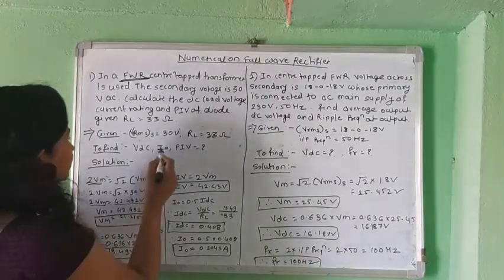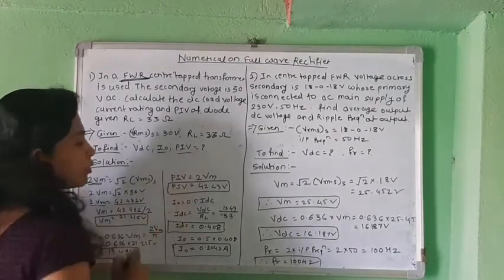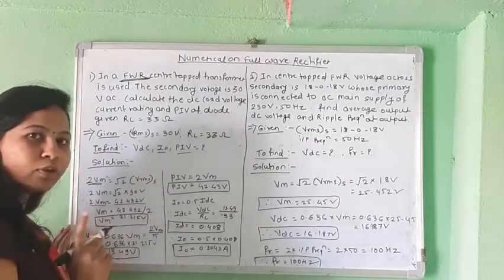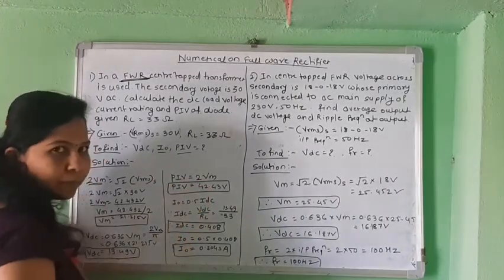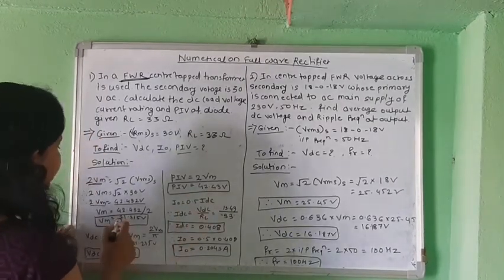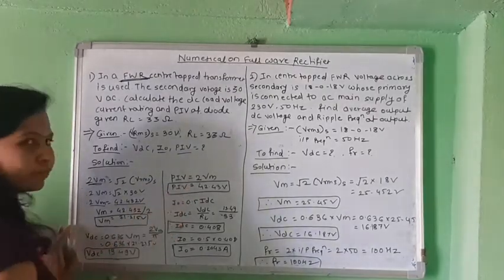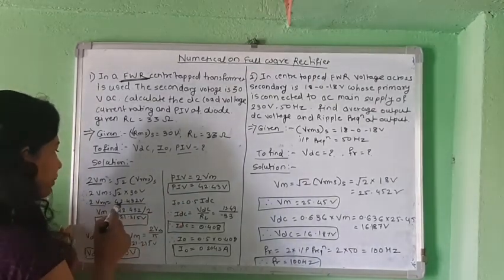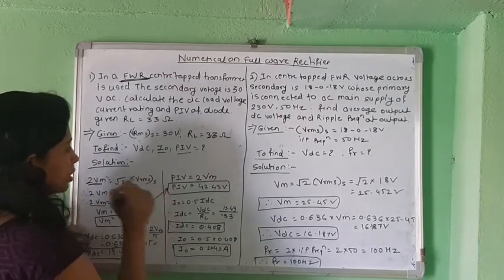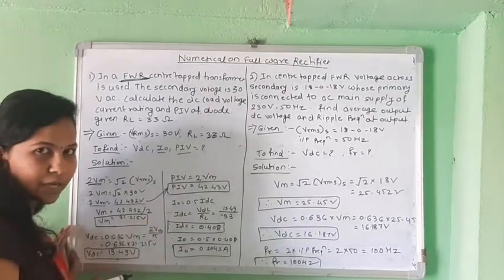After that, what do we have to calculate? I0. But before that we'll calculate PIV because it's very simple. What is the formula for PIV for full wave rectifier? It is 2 Vm. So put the value 2 into Vm, 21.215. But we already have the 2 Vm value, so just put that value. 2 Vm is 42.43 volt. That is the answer for PIV.